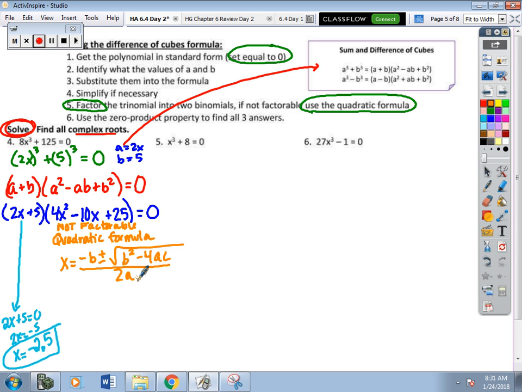Chapter 5. It's coming back to us. Now be careful that you don't mix up these a and b's with these a, b, and c's. There's problems. So a is 4. And I'm just going to come into this space. B is negative 10. And C is 25. Plug into your quadratic formula, simplify and solve.